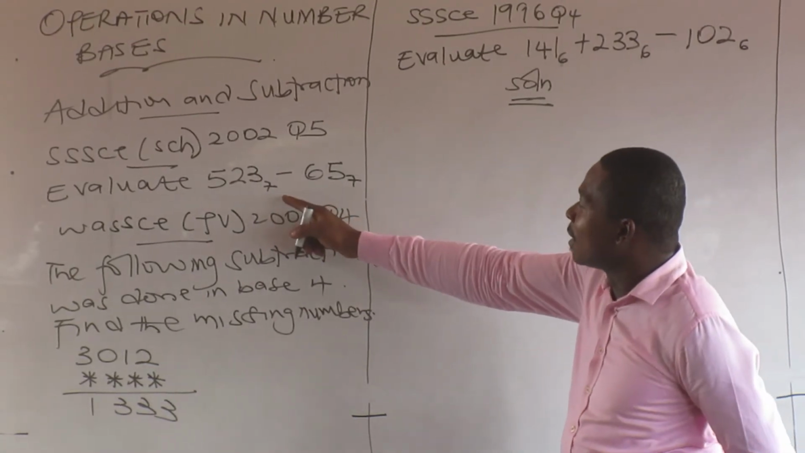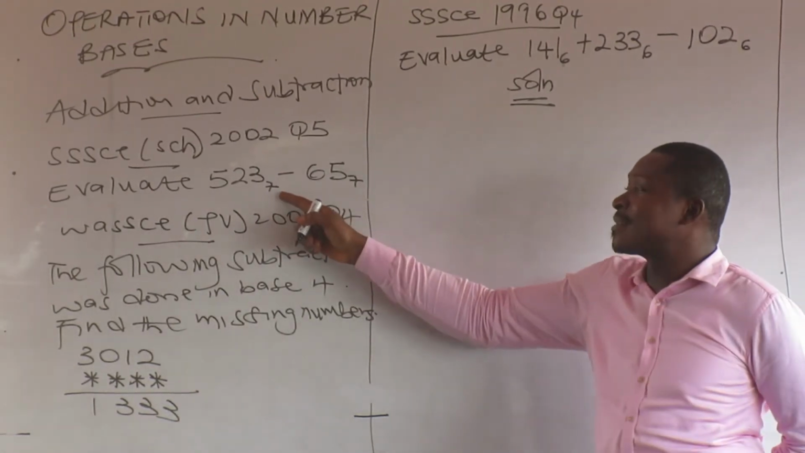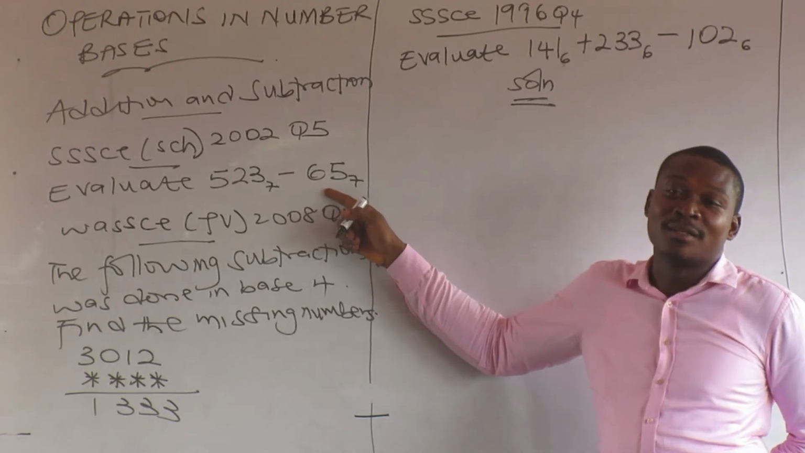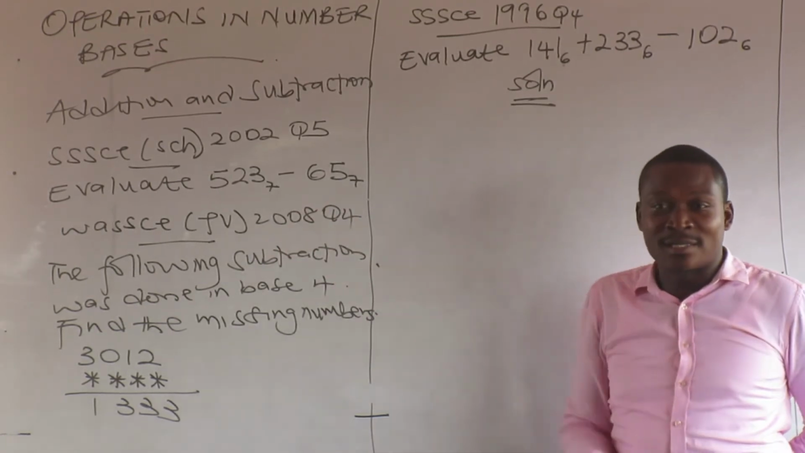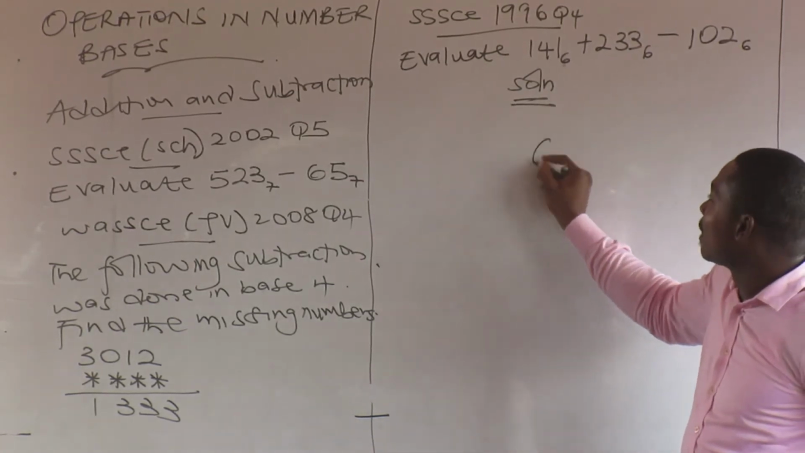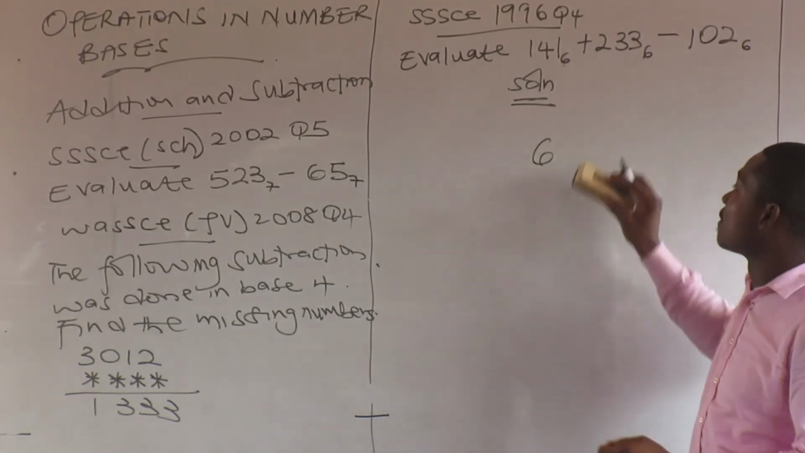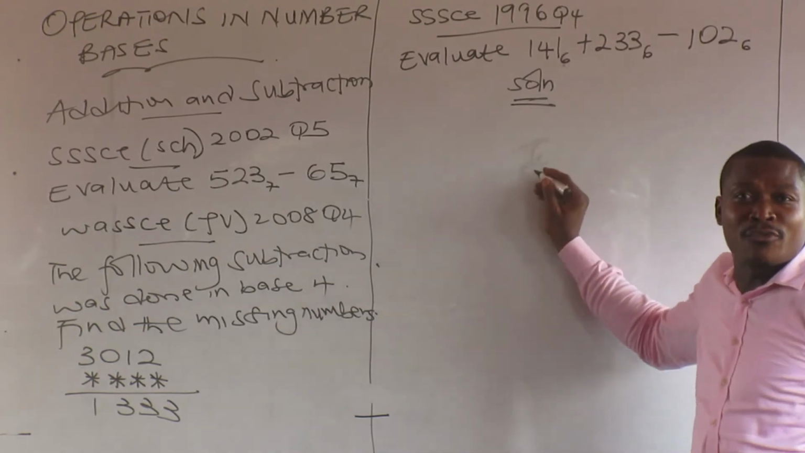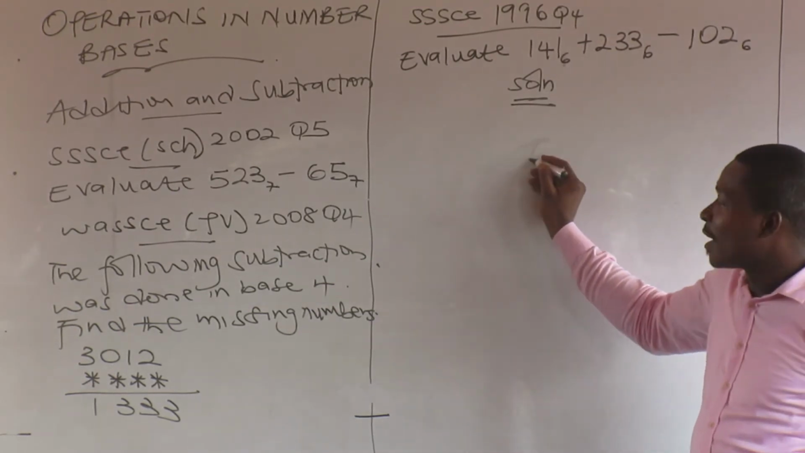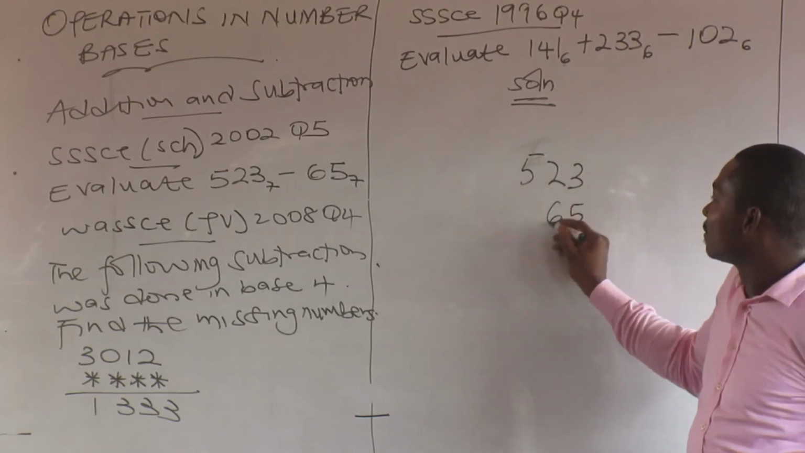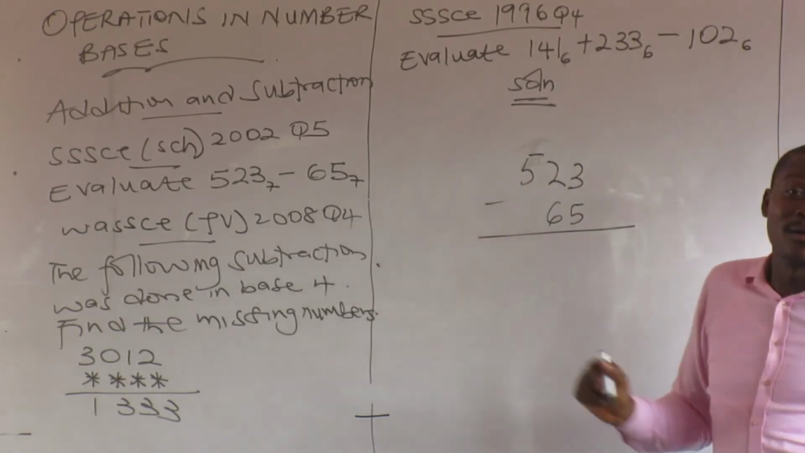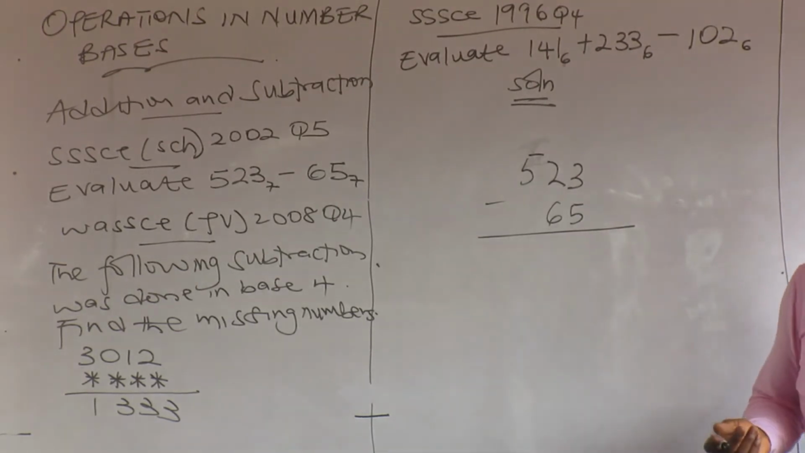Now the first one. Evaluate 523 base 7 minus 65 base 7. Now you don't expect me to just start solving this. No. You have to test what is in your mind. Now let's go to primary. What is it in primary? Somewhere from class 2, class 3, right? If you cannot get this concept, it means you can't come here. You remember? Class 2, class 3, right?